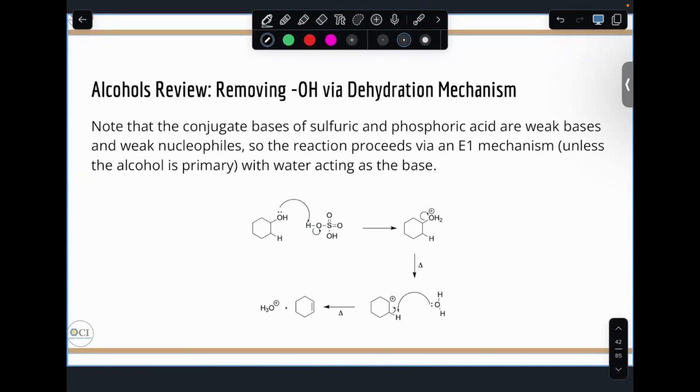This is the mechanism for that. I think I remember drawing this mechanism once on a quiz, so this might be something you need to know. And the way it works, OH picks up that proton from the H2SO4, becomes water, which is a good leaving group. It leaves, and then that same water can be used as the base to pick up that hydrogen and form that double bond. Not too complicated, makes sense.